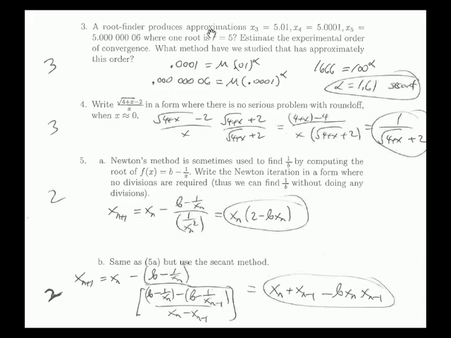Here's another experimental order problem, except that instead of giving you the errors, they give you the x's, but they tell you the root is 5, so all you have to do is subtract 5 from each of those to get the error. So basically it's telling you that the 3 consecutive errors are 0.01, 0.0001, and so forth. And so it's just like the last problem then, except a lot of students just assumed this was the error and didn't subtract the 5, and of course they got an order of about 1. If you do it correctly, the order turns out to be about 1.61, and it says what method have we studied that has approximately that order. Of course, that's secant method.